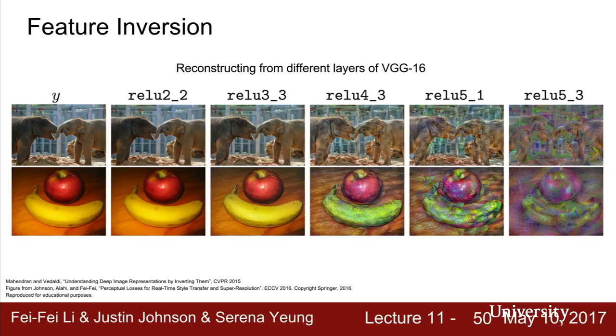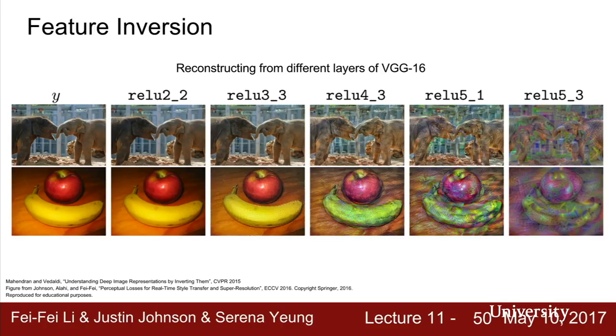But as we move up into the deeper parts of the network and try to reconstruct from ReLU 4.3, ReLU 5.1, we see that our reconstructed image has kind of kept the general spatial structure of the image. You can still tell that it's an elephant or a banana or an apple, but a lot of the low-level details around exactly what the pixel values were and exactly what the colors were, exactly what the textures were, are kind of lost at these higher layers of the network.